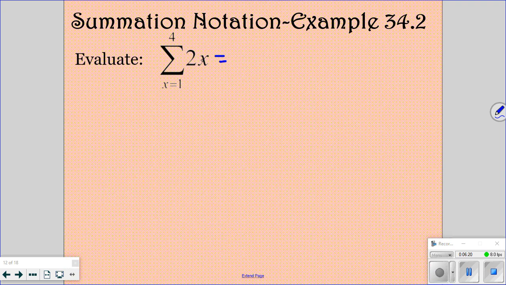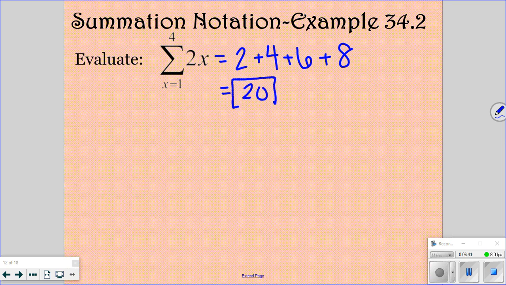When I plug in 1, I get 2 times 1, so 2. When I plug in 2, I get 4. When I plug in 3, I get 6. And when I plug in 4, I get 8. And so if you add those together, 2 plus 4 plus 6 plus 8 is 20. And so that would be your answer for that one.